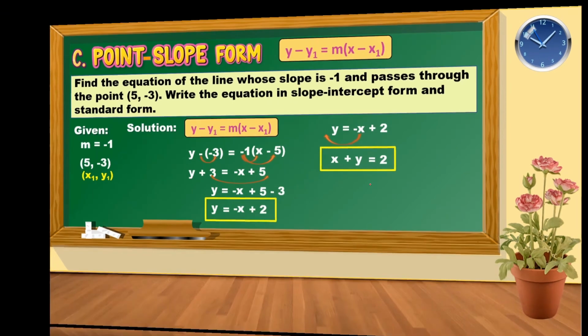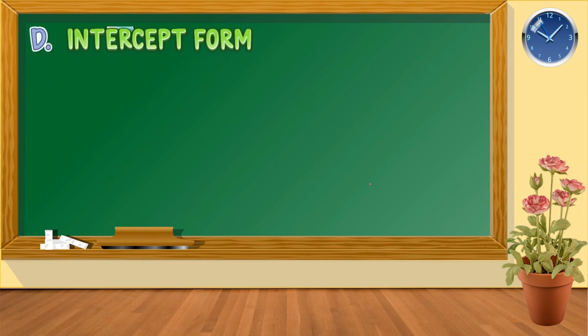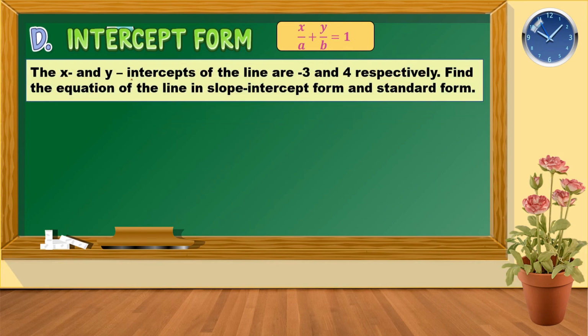Okay? Next is the last pattern. So, sa last pattern natin, which is the intercept form, the formula is x over a plus y over b is equal to 1. Again, dito, given ang x-intercept and y-intercept. The x and y intercepts of the line are negative 3 and 4 respectively. Find the equation of the line in slope-intercept form and standard form.